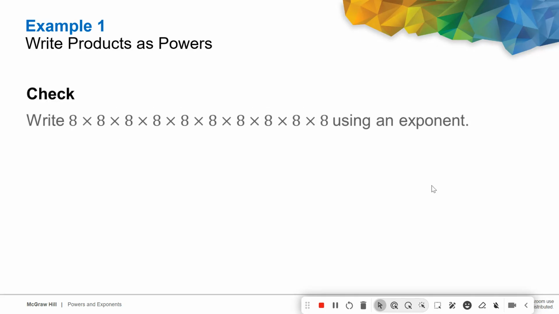Try it out yourself. We've got 8's here. Figure out how to write that using an exponent.